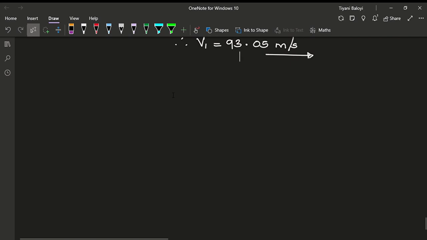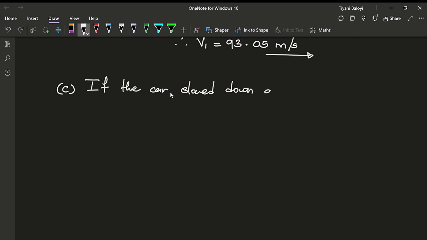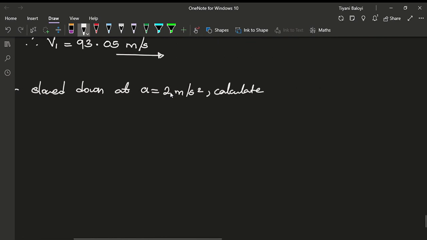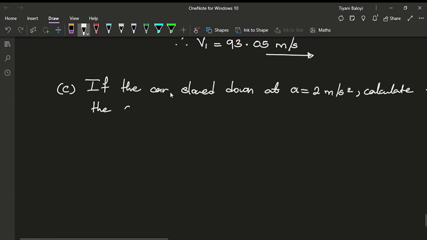So let's say, if the car slowed down at a is equal to 2 meters per second squared, calculate the time it takes for the car to stop. So we need to calculate the time it takes for the car to stop.